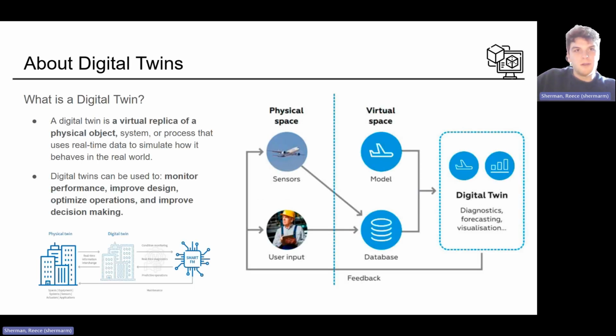So just a little bit about what a digital twin is. It is a virtual representation of a physical real-world object, system, or process that uses real-time data to mirror its real-world counterpart. It creates a dynamic model using data sensors, simulations, and other sources to allow users to monitor performance, improve designs, optimize operations, and improve decision-making of the real-world object.